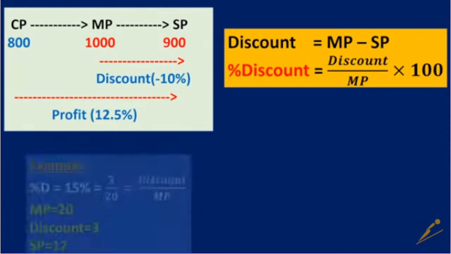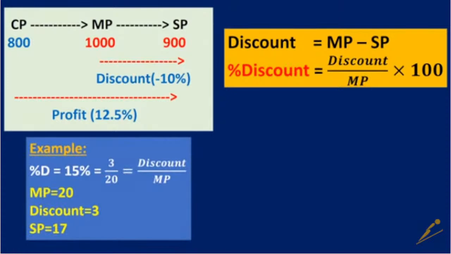Let's look at one example. The discount percentage is 15%, which equals 3 divided by 20. We know from the discount formula that the marked price is 20 rupees and the discount is 3 rupees. Use the discount formula to get the selling price. The marked price minus the discount equals the selling price. 20 minus 3 equals 17.